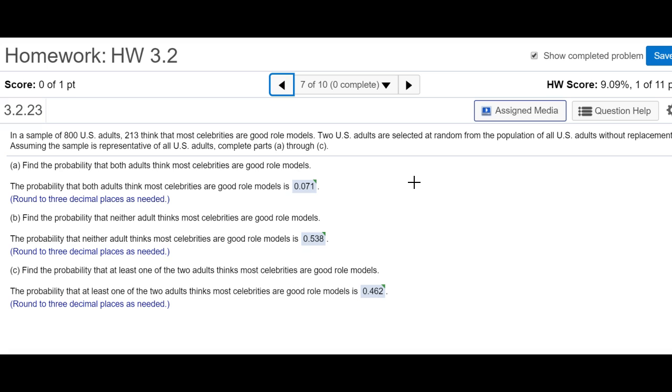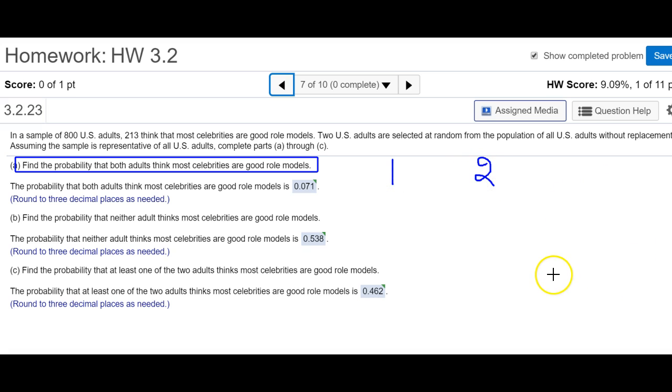So let's go ahead and see what part A says. Find the probability that both adults think most celebrities are good role models. So both of them have to think they're good role models. The first person has to think they are good, and the second person has to think they are good. When I say and, what am I doing? Multiplying, correct? So probability of the first person thinking they are good times probability of the second person thinking they are good.